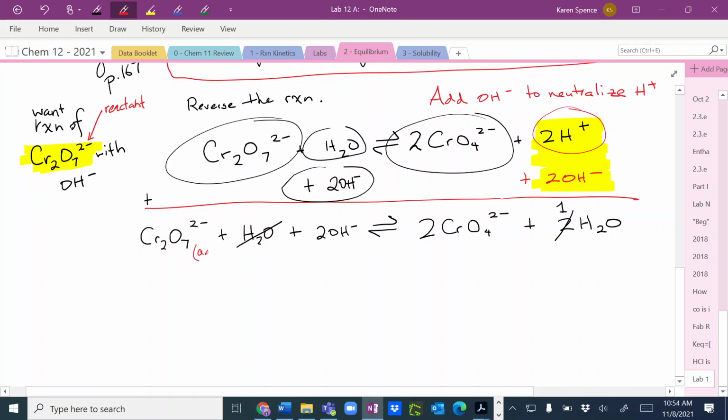States, aqueous, all our ions are aqueous, and water is liquid, and we're done. Woo!